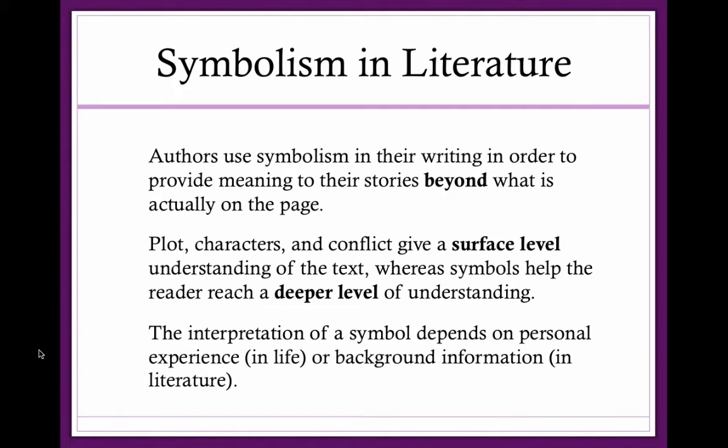Okay, so now that we've talked about what symbolism looks like in our everyday lives, we're going to talk about what symbolism looks like in literature. So authors use symbolism in their writing in order to provide meaning to the stories beyond what is actually on the page. So plot, characters, and conflict give a surface level understanding of the text. This is what happened, here's who was involved. But symbols help the reader reach a deeper level of understanding. So usually it's going to connect to an important idea in the book, sometimes maybe even a theme.